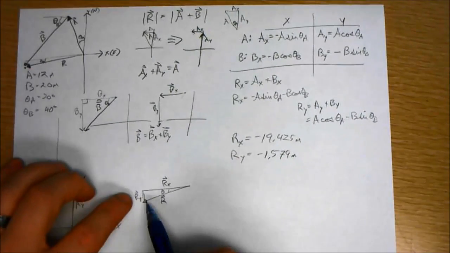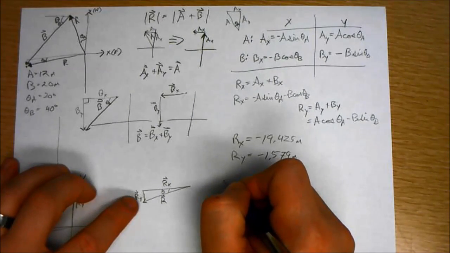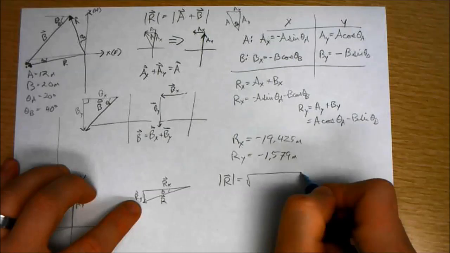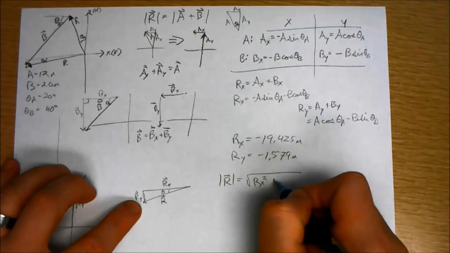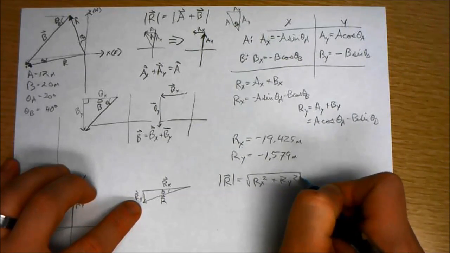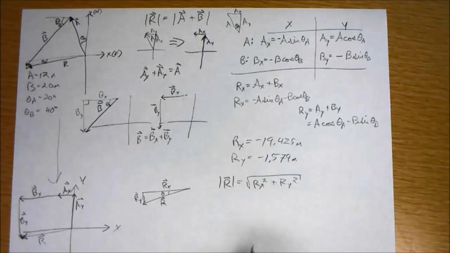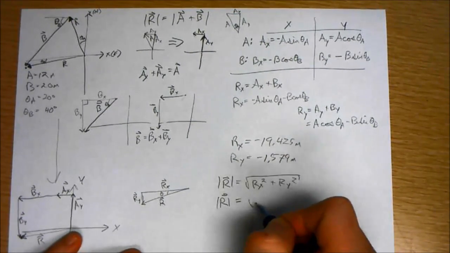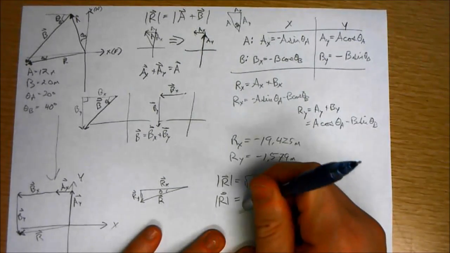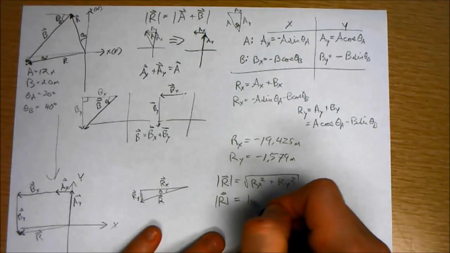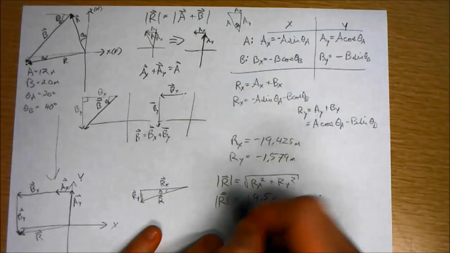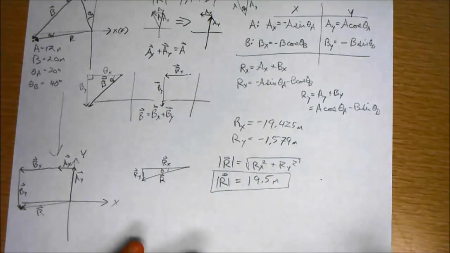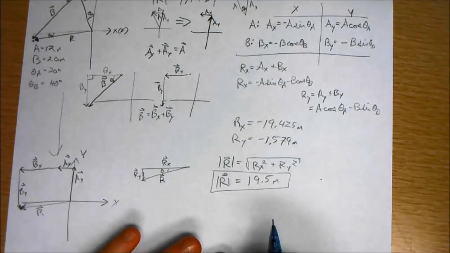We have Rx, we have Ry. We need to find the length of R, the magnitude of the R vector, which is simply the square root of Rx squared plus Ry squared. This will equal 19.5 meters. That's part of our answer, but the question also asked, what is the direction?